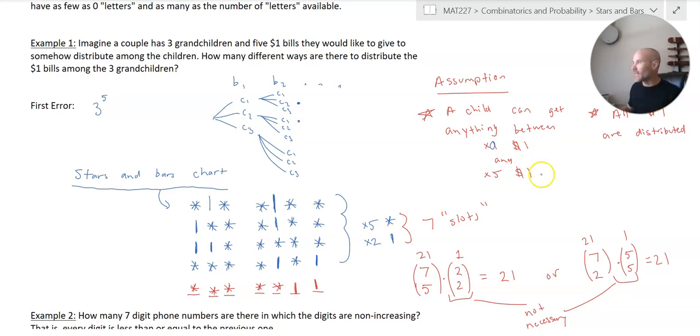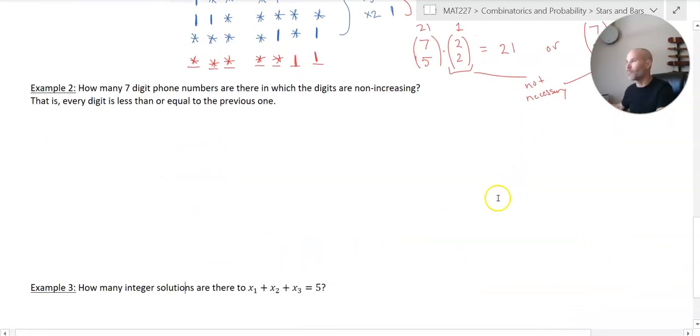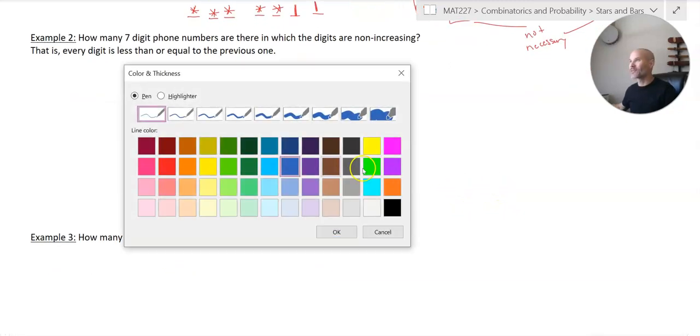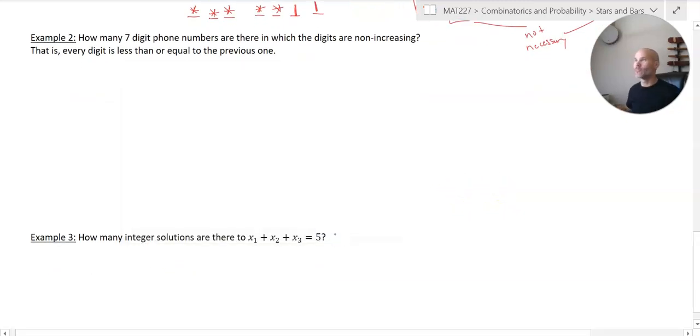Now let's look at this in a slightly different context where it'll be helpful. Anytime problems start to get a bit more complicated, stars and bars are helpful to begin thinking about, because they can take a mess and make it into a much simpler problem. But it does sometimes require a little bit of thinking. So how many 7-digit phone numbers are there in which the digits are non-increasing? That is, every digit is less than or equal to the previous one.